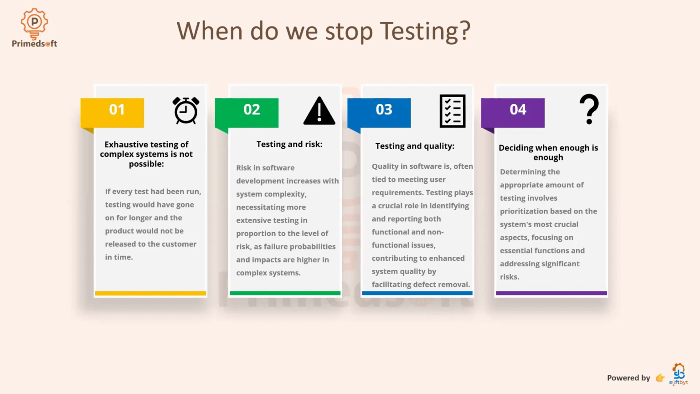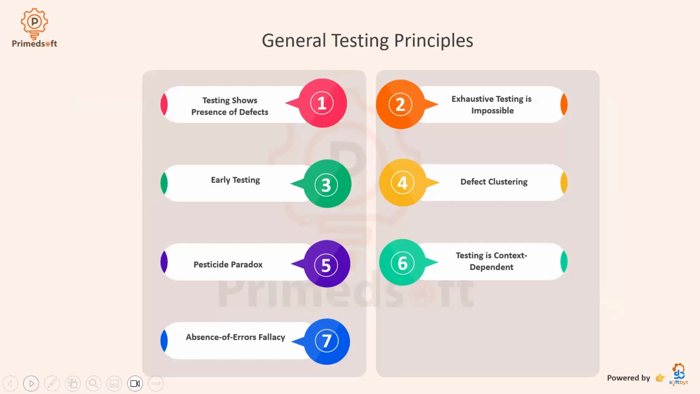Okay, so now we'll go into general testing principles. The International Software Testing Qualification Board, ISTQB, outlines 7 general testing principles that guide software testing practices. These principles are fundamental concepts that contribute to effective and efficient testing processes. Here are the 7 general principles.